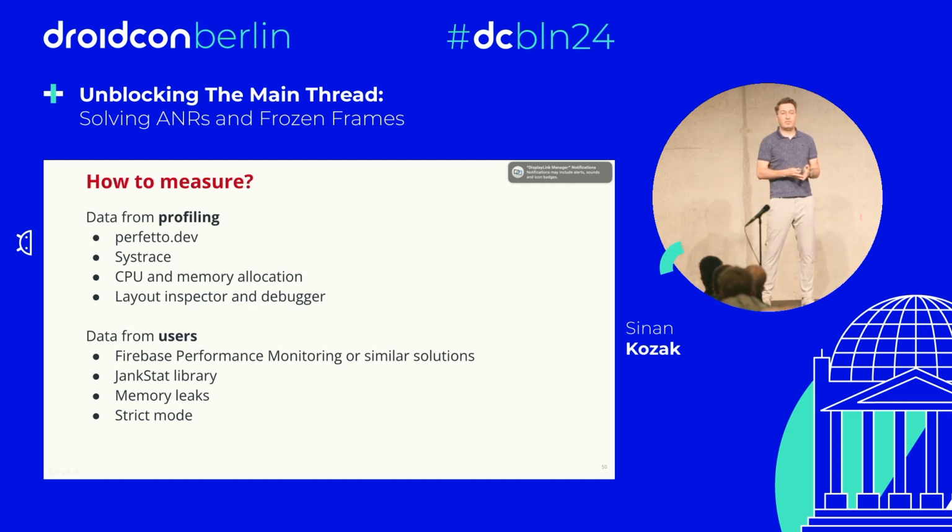Perfetto and systrace are tools that give us detailed information about what's happening on the system. And if you'd like to deep dive into which methods are being called, or which allocations are being done, you can use Android Studio's profiling options for the CPU and allocation.